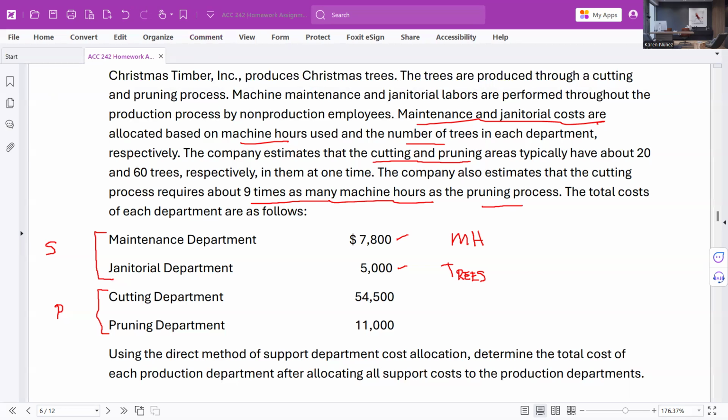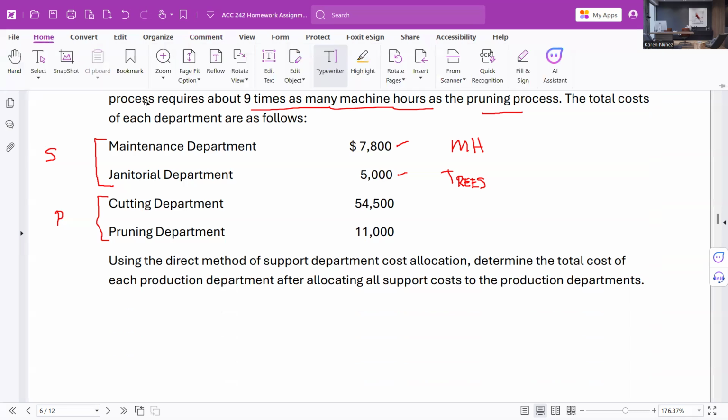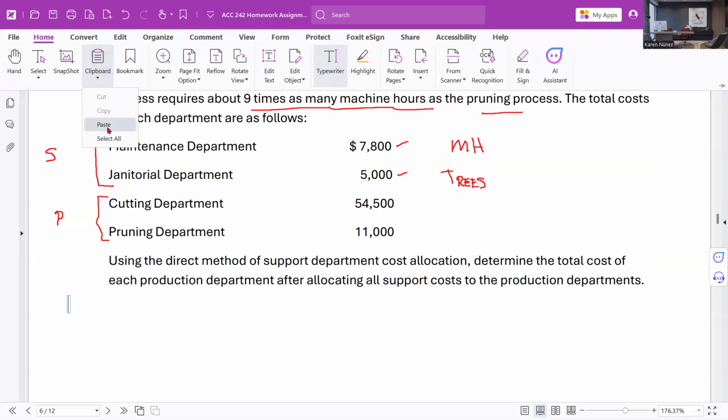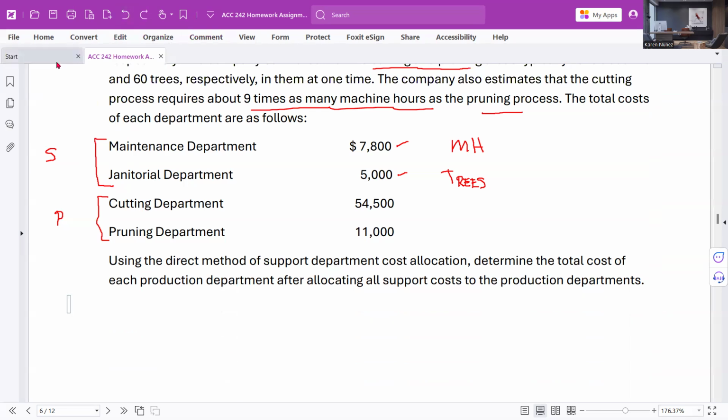So when we look at these cost drivers or the allocation base for the two departments, let me see if I can. That is not what I want.